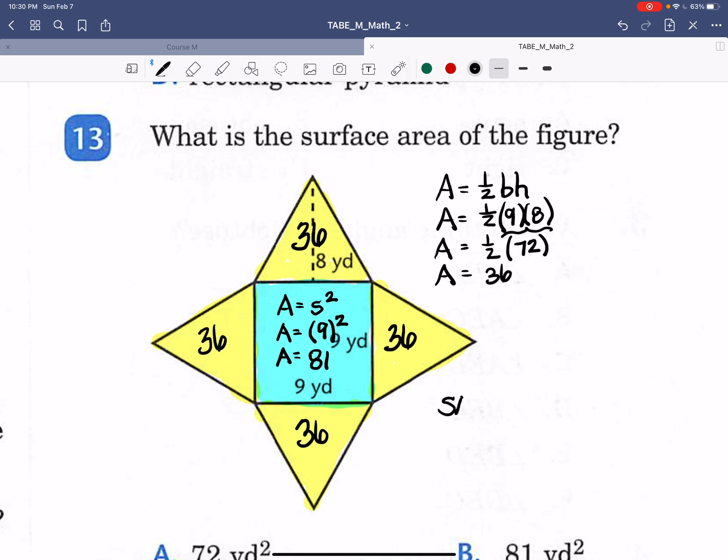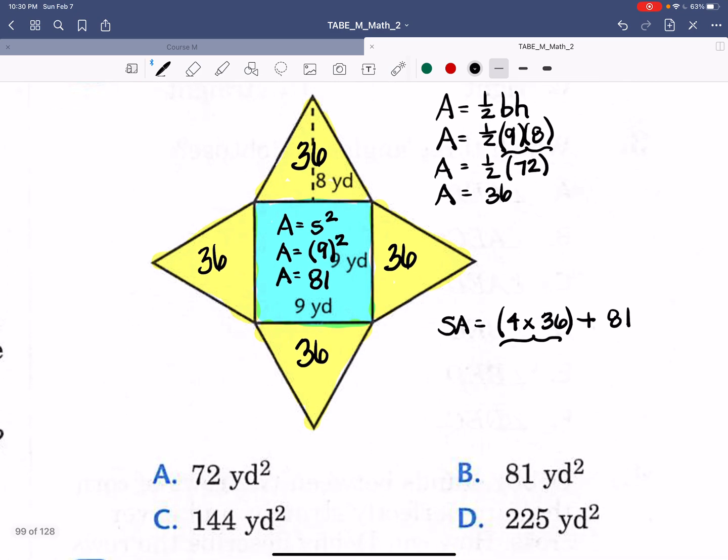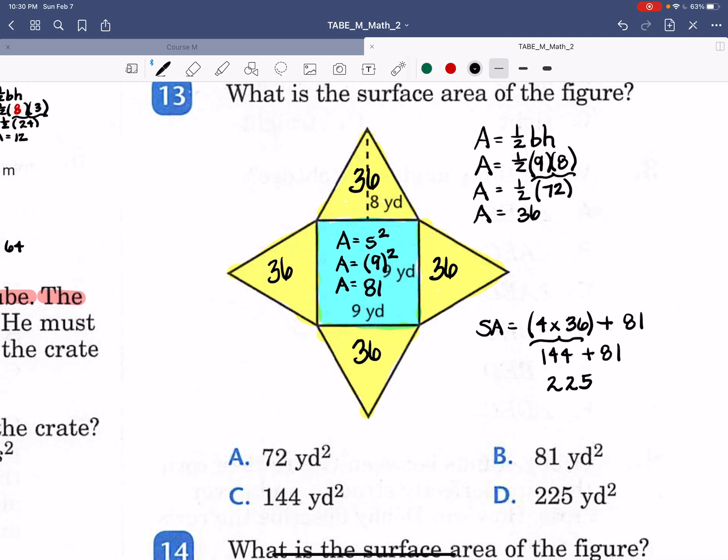So surface area is 4 times 36 plus the 81. Parentheses first. So that's 144 plus 81. Add those together. I'm doing this in my head. I believe it's D. 13 is D. 225 square yards.